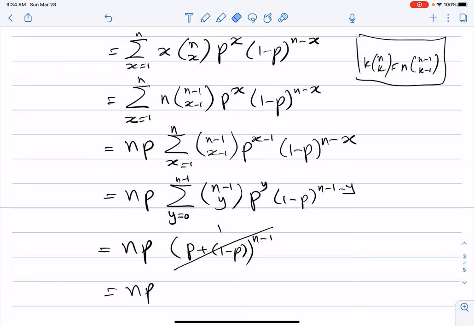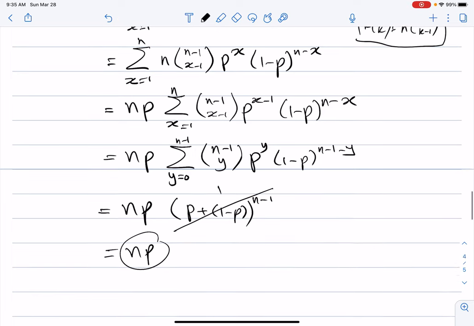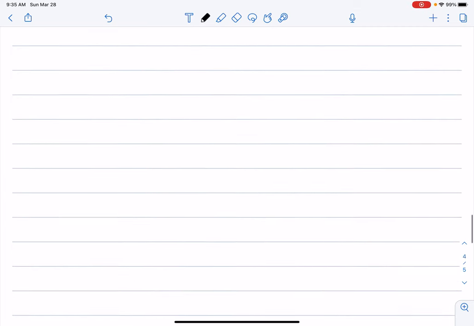But if you look at this, we did this calculation of this work here. It was not a simple thing to get to this expected value n times p. Okay, is there a different and much simpler way to derive it? The answer is yes, and we can make use of the linearity of expectation. So how do I do this?